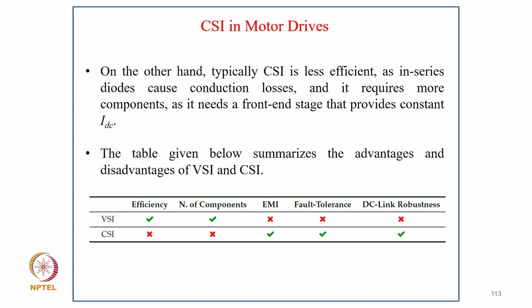On the other hand, CSI is typically less efficient, and the series diodes cause conduction losses, and it requires more components as it needs a front end stage that provides constant IDC. The table given below summarizes the advantages and disadvantages of VSI and CSI. The efficiency of VSI is higher, the number of components in VSI is less, and for EMI CSI is better, fault tolerance CSI is better, and DC link robustness CSI is better.